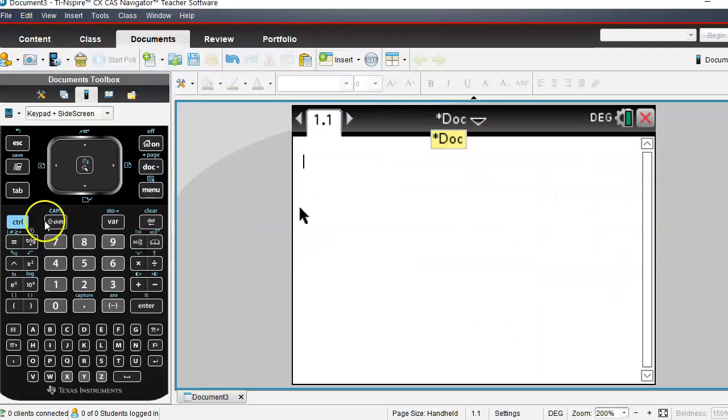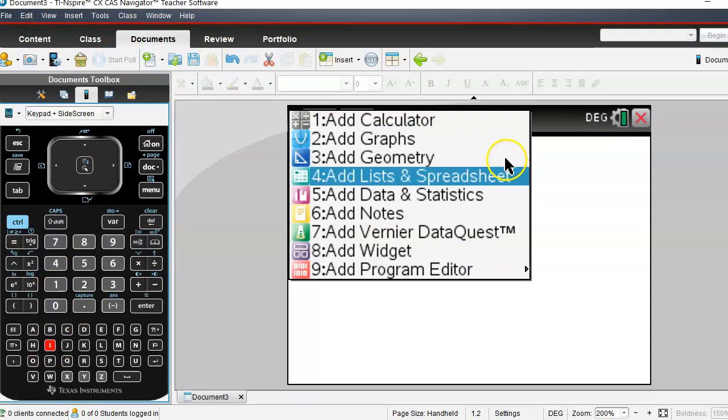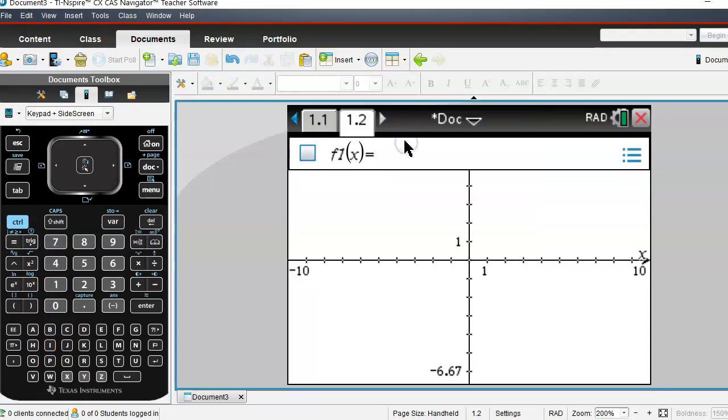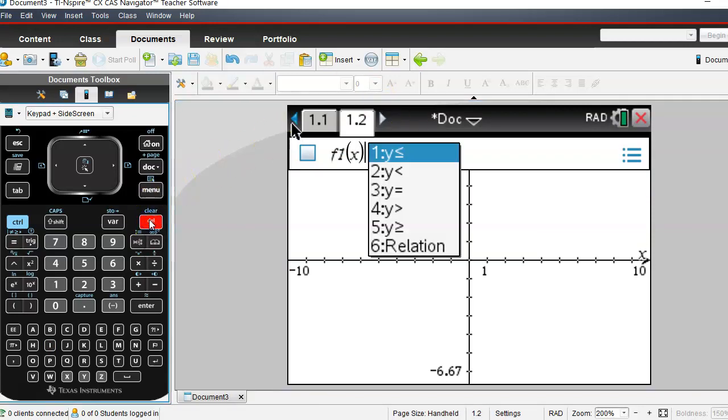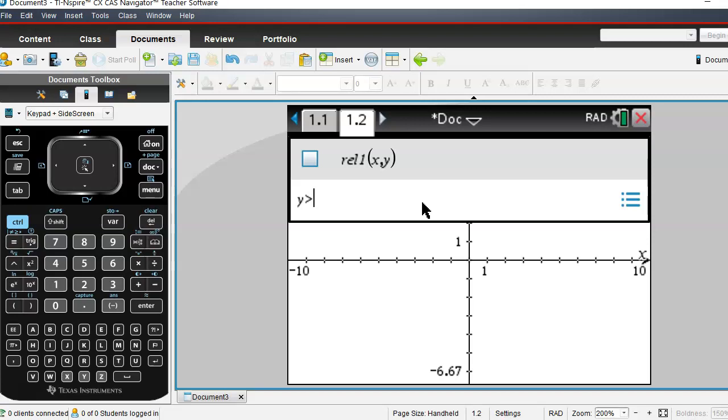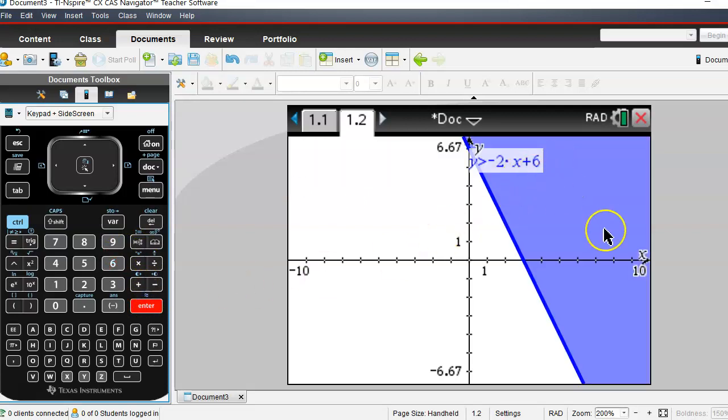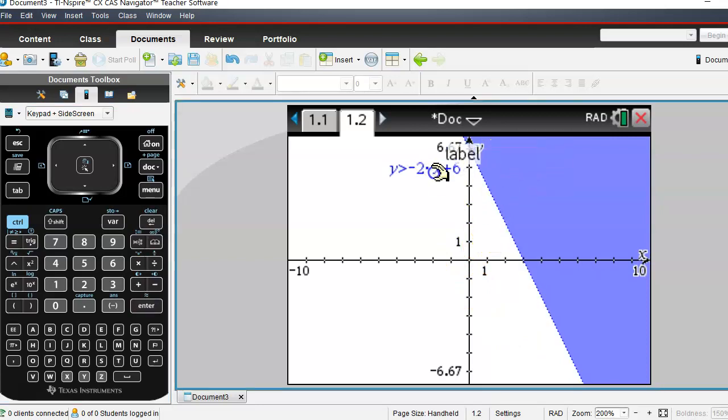Let's bring that up. So Control I to bring up a new page, and let's have a graph. Now, a quick way to get there is I just hit delete, and let's do y is greater than. Now this then becomes the relation. Okay, so -2 times x plus 6. Enter. You can see it there. Now you might be wondering, is that a dashed line? Yes, it is. It's showing that it's not including that line.